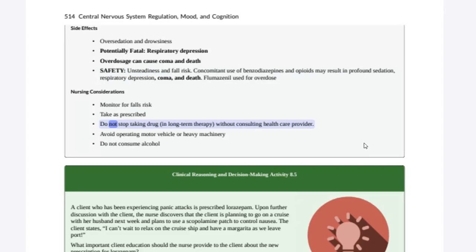Take as prescribed. Do not stop taking drug without consulting healthcare provider. Avoid operating motor vehicle or heavy machinery. Do not consume alcohol. Clinical reasoning and decision making activity 8.5.